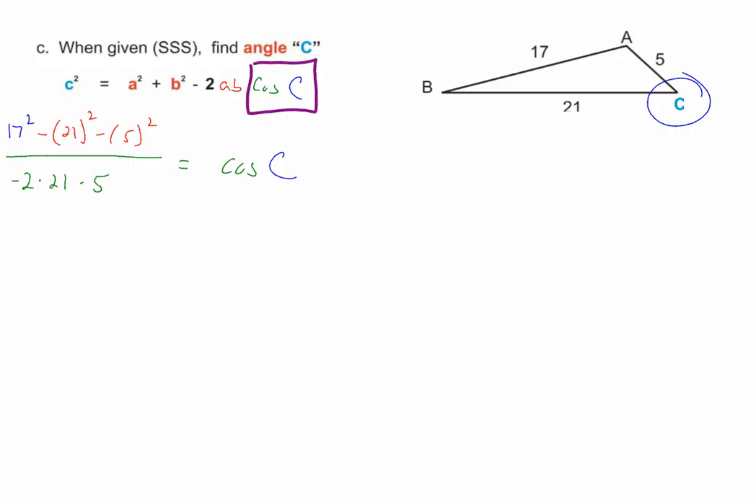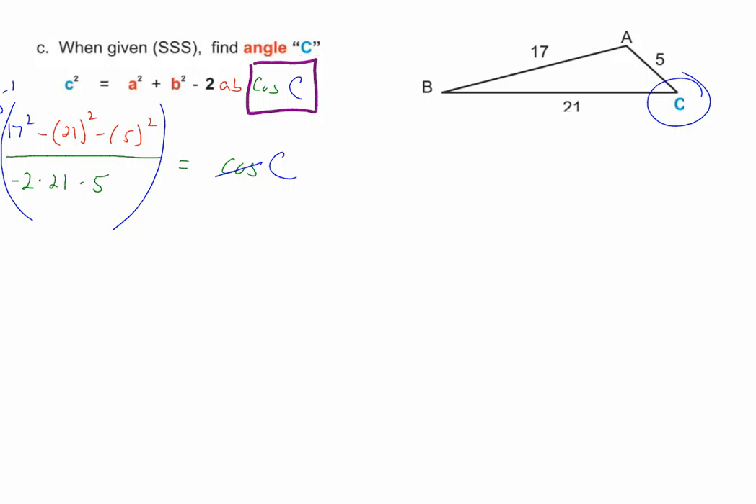So one last thought. I'm going to let you finish that. Negative 2 times 21 times 5. What button do you use to get the angle? It's the negative 1 button. So please understand, and again, for time's sake, it's going to be cosine to the negative 1 of all of that, right? Is what the measure of angle C will be.